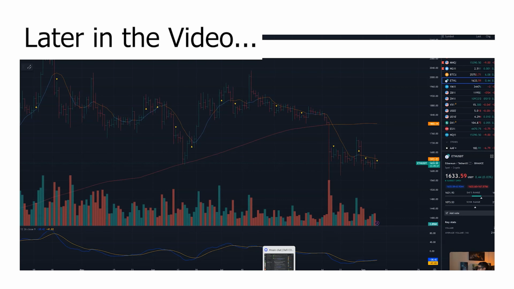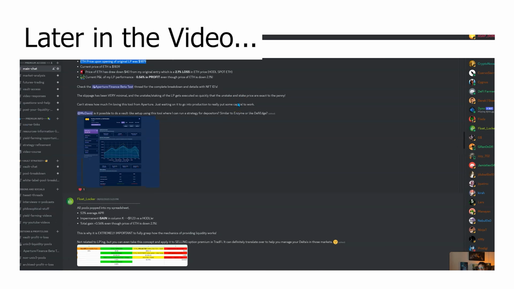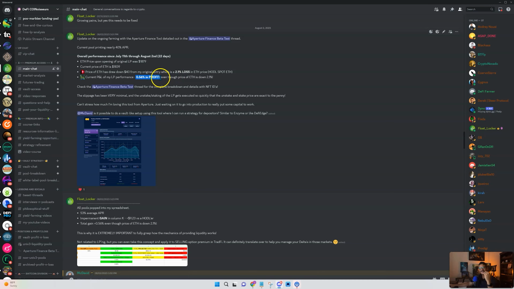Even though price was lower than where I started, I was still up 0.56% in profit, even though the price of Ethereum was down 2.1%.